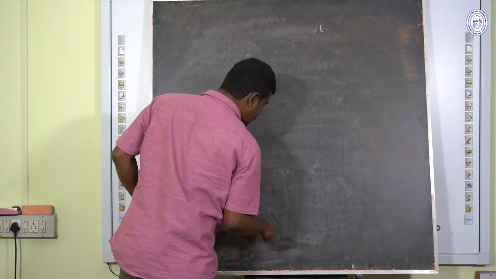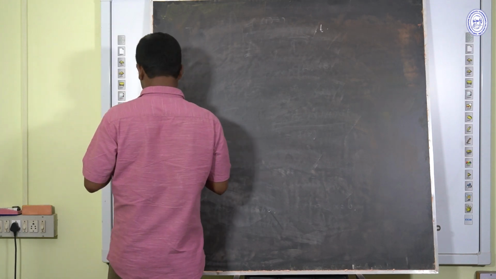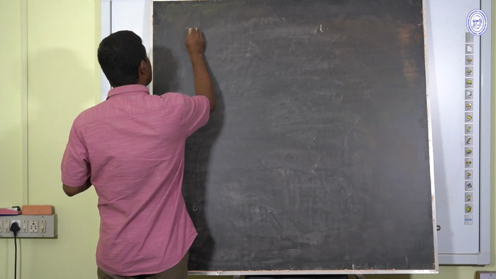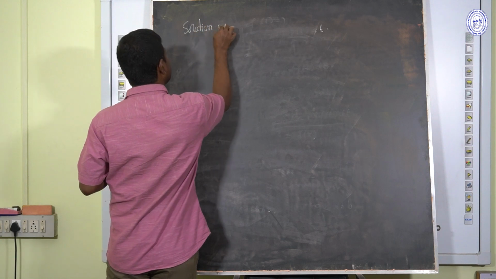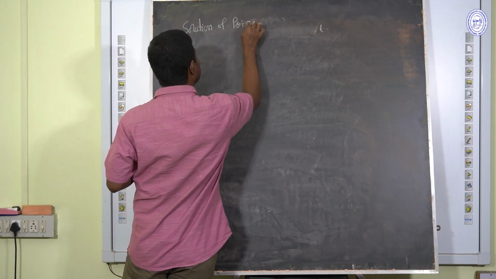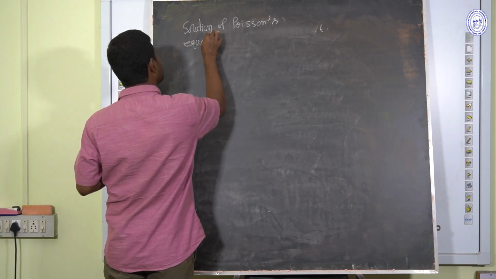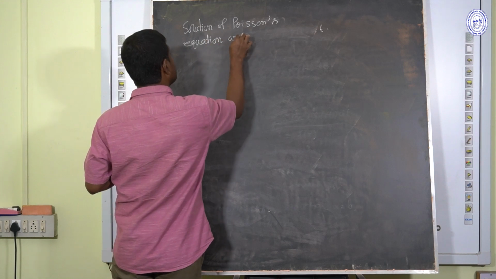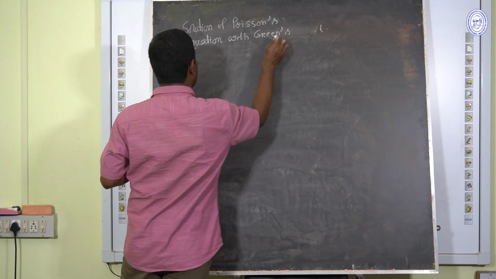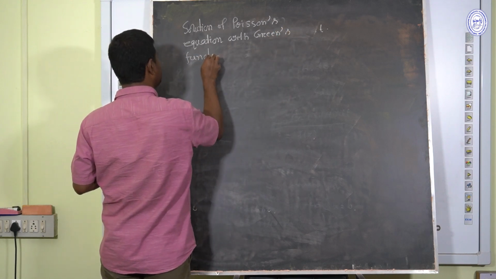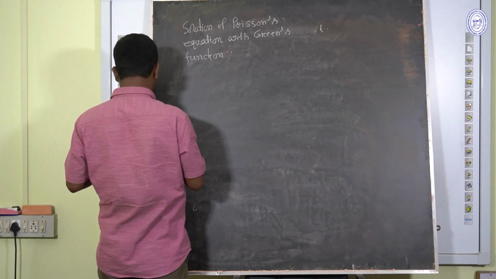Now we will show how Poisson's equation can be solved with the help of Green's function. Solution of Poisson's equation with Green's function.